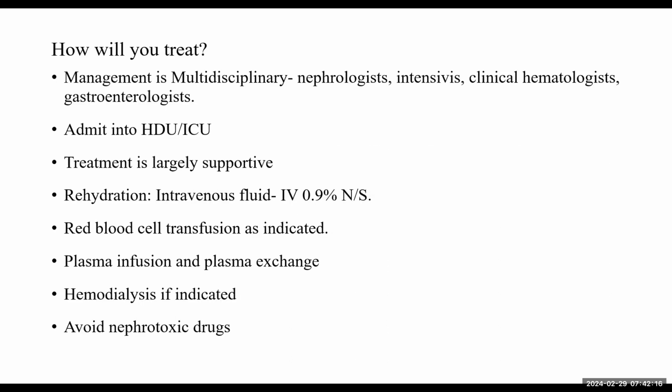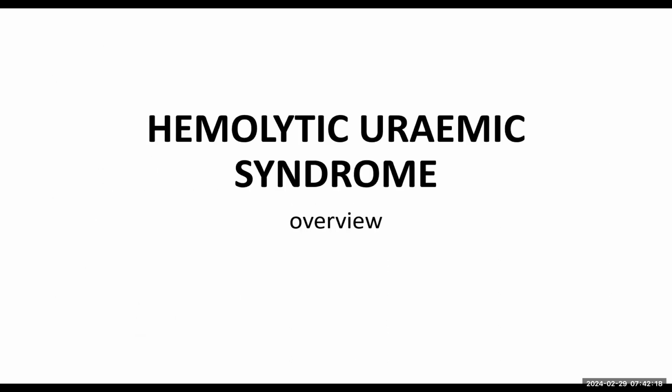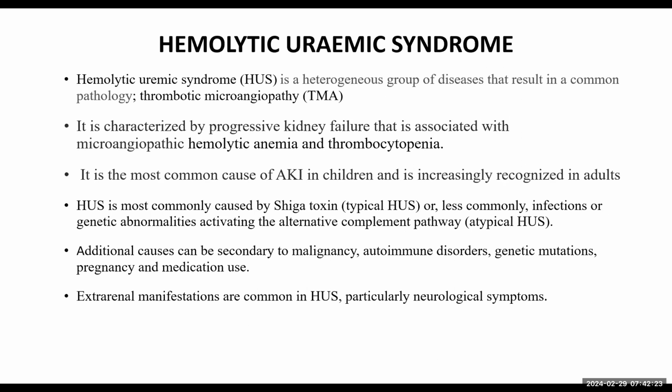So I would just like to give an overview on hemolytic uremic syndrome. Hemolytic uremic syndrome is a heterogeneous group of diseases that result in a common pathology, that's the thrombotic microangiopathy, that's the TMA, which involves the HUS and then the TTP. It is characterized by progressive renal failure that is associated with microangiopathic hemolytic anemia and thrombocytopenia. If you look at our patient, the patient actually had AKI and thrombocytopenia, though we could not substantiate whether the patient has hemolysis or not.